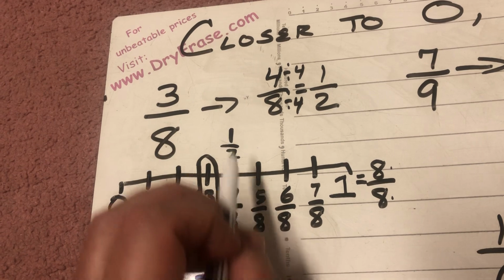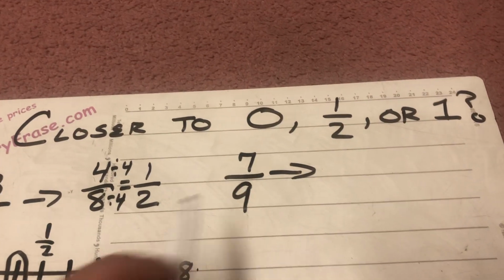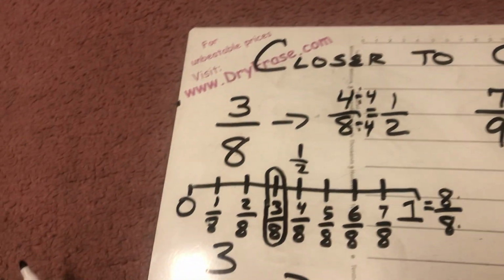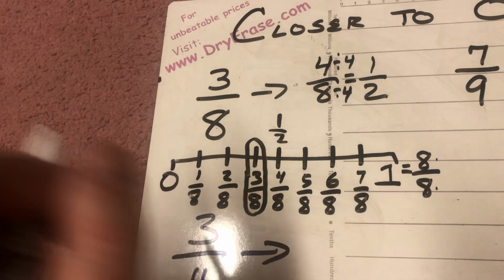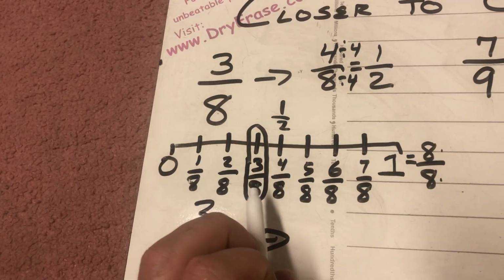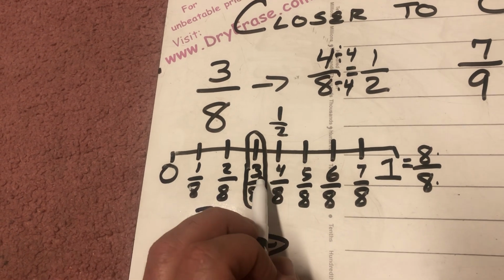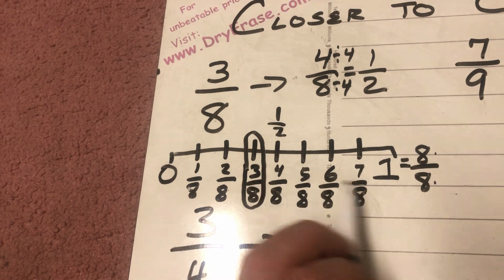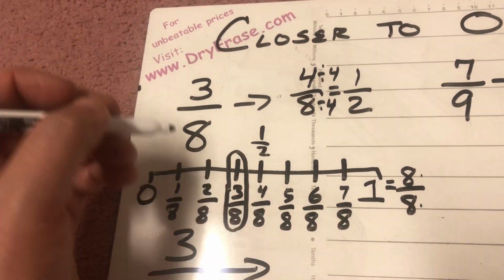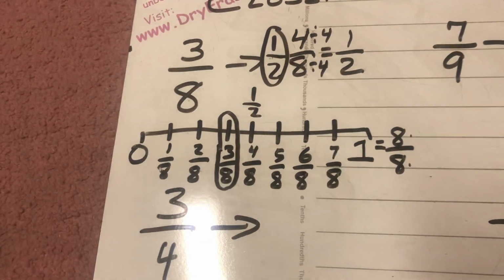So I can see that 4/8 is closer to 1/2. When it talks about it being closer to 0, a half, or 1, it doesn't matter whether it's higher or lower, it just has to be the closest. 3/8 is closer to 4/8 than it is to 0. It's only one spot away, and it's 1, 2, 3 spots away from 0, and 1 is way up here. So 3/8 is definitely closer to 1/2.